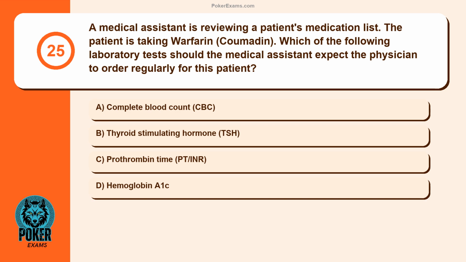Question 25. A medical assistant is reviewing a patient's medication list. The patient is taking warfarin, Coumadin. Which of the following laboratory tests should the medical assistant expect the physician to order regularly for this patient? Complete blood count, CBC. Thyroid stimulating hormone, TSH. Prothrombin time, PT/INR. Hemoglobin A1C.